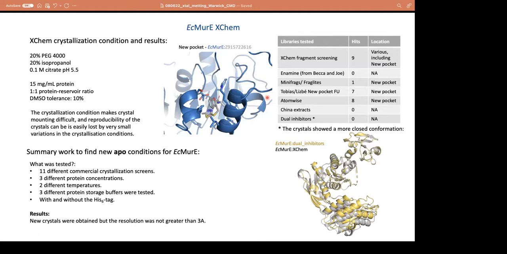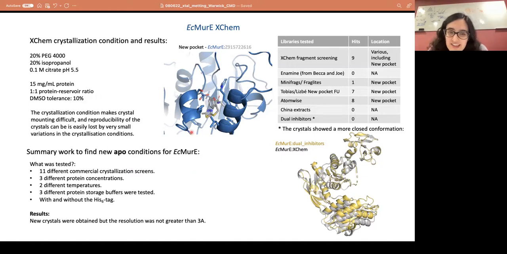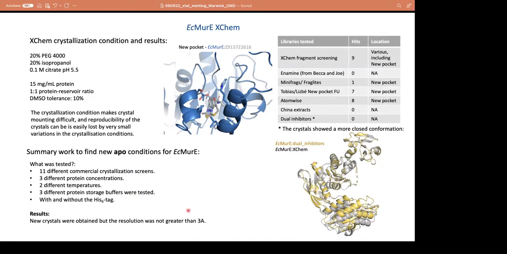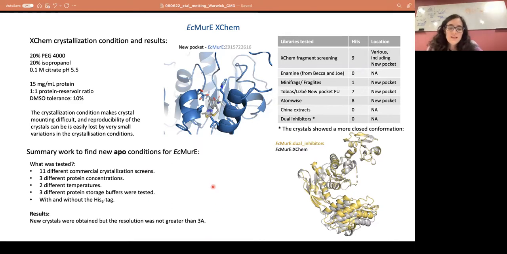So obviously the question becomes, will UMA do the magic trick? Sorry, for trying to include MurE, excuse me, UMA in these trials? So this is APO, completely APO. The next step is trying to get structures with the ligands. I'll comment on that a bit later.